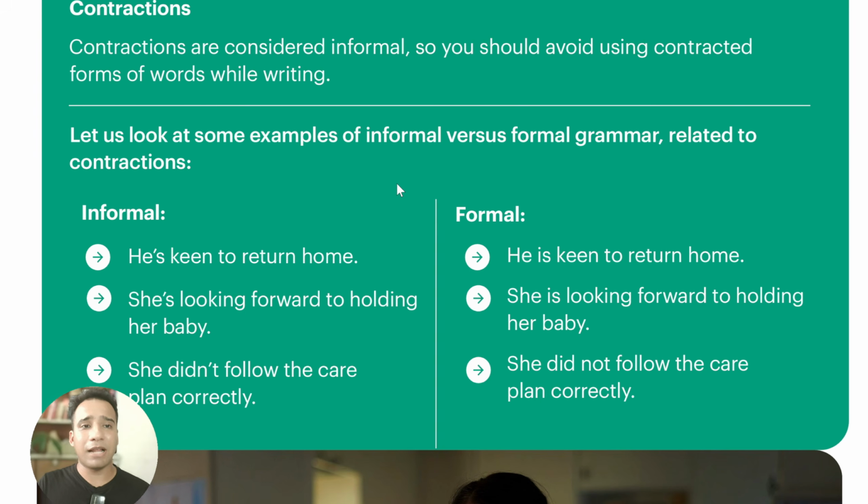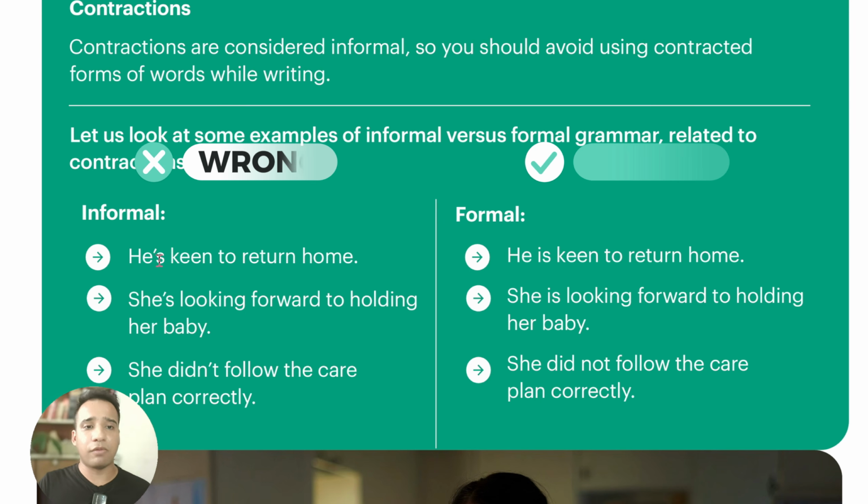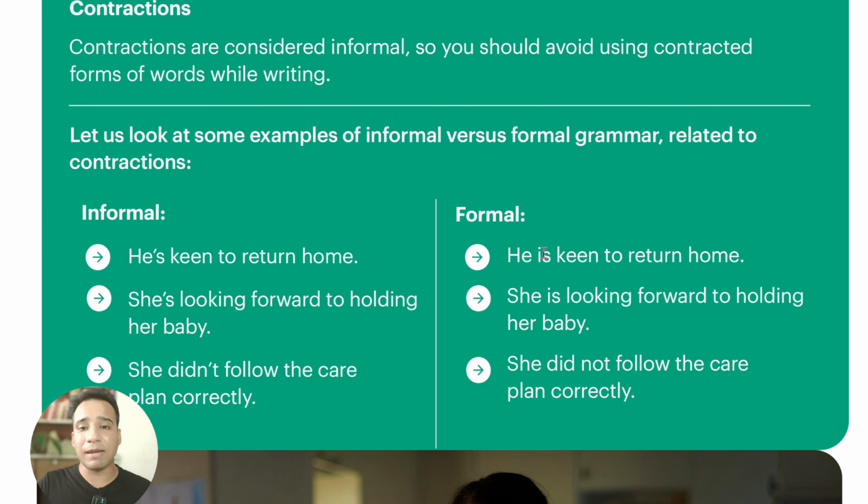This guide is really helpful because it talks about what's formal and what's informal. For example, "he's keen to return home." So here, you try to combine he with is, so it's like together, "he's keen." But when we write a formal document, we have to separate he is and she did not, not she didn't.